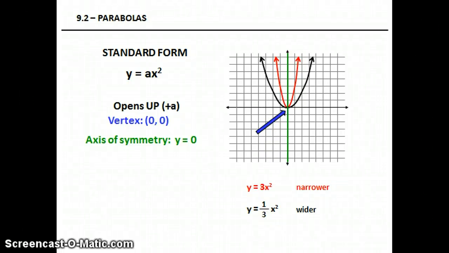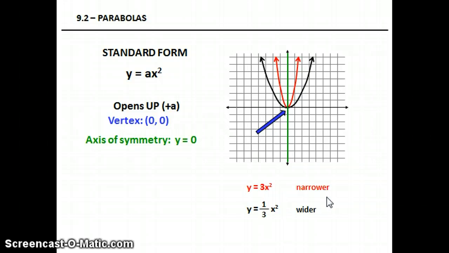Okay, let's talk about basic parabola information. First of all, we've got the standard form, which is going to be y equals ax squared. And what can we tell from this? We can tell that it opens up because the a is positive and the vertex is at (0, 0), right down here. And we know that the axis of symmetry is y equals 0. It's right here on the y-axis.